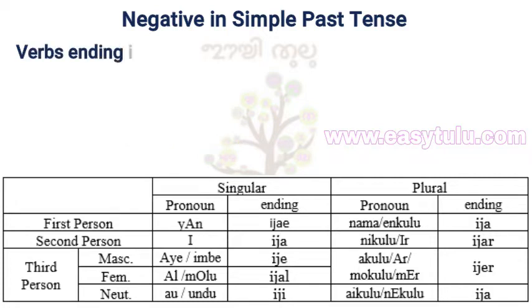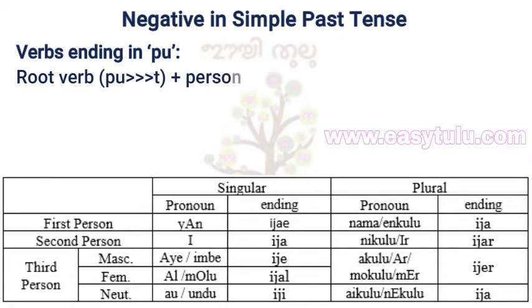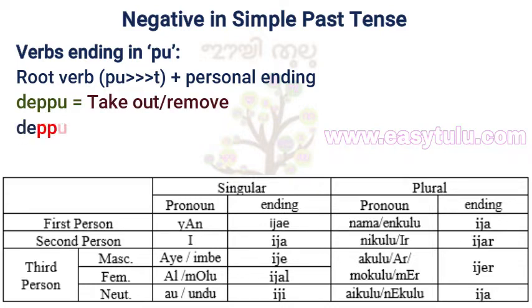To conjugate verbs ending in pu in simple past tense, just replace pu with tu sound and then add personal ending. We have to remove pu from root verb and replace it with tu, then add personal ending. Now let us conjugate the verb deppu in simple past tense negative. Deppu means take out or remove.